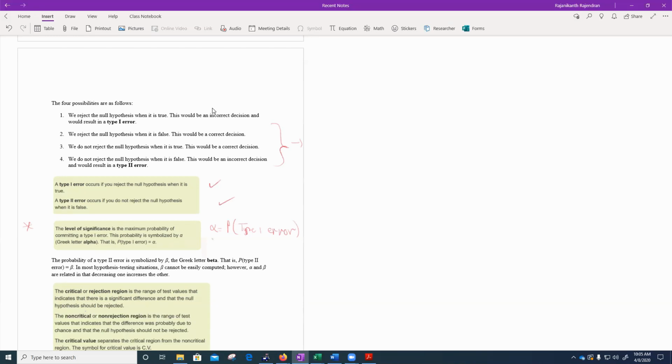Okay, so that is one definition of the Greek letter alpha. In a similar way, the probability of making a type 2 error is called beta. So beta is nothing but the probability of making a type 2 error.